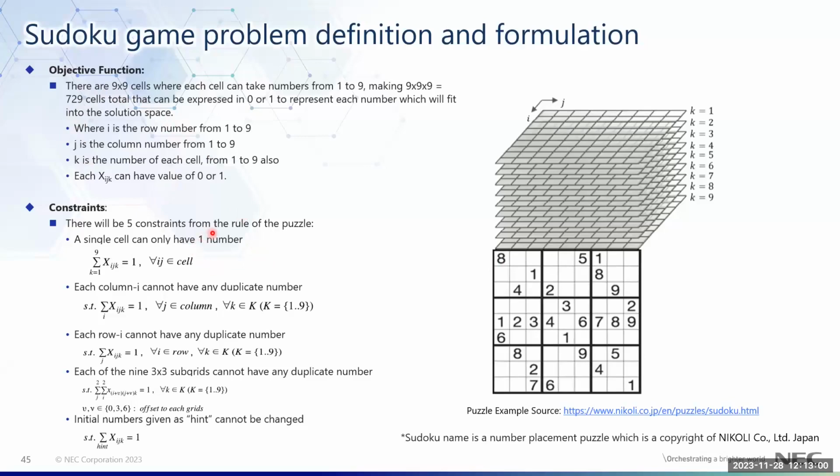Then from the rules, we can consider 5 constraints. The first constraint is that a single cell can have only one number. Now that was very obvious, but to put it as a constraint would help us get a solution.